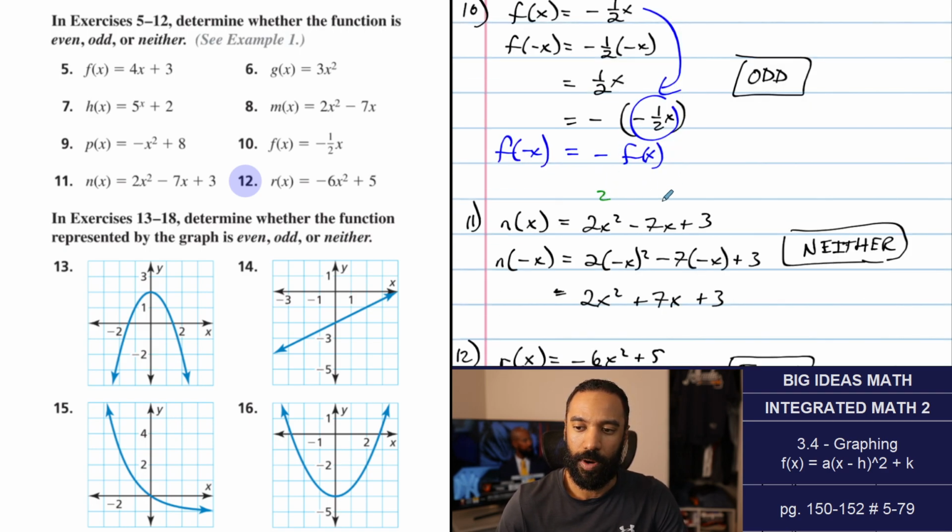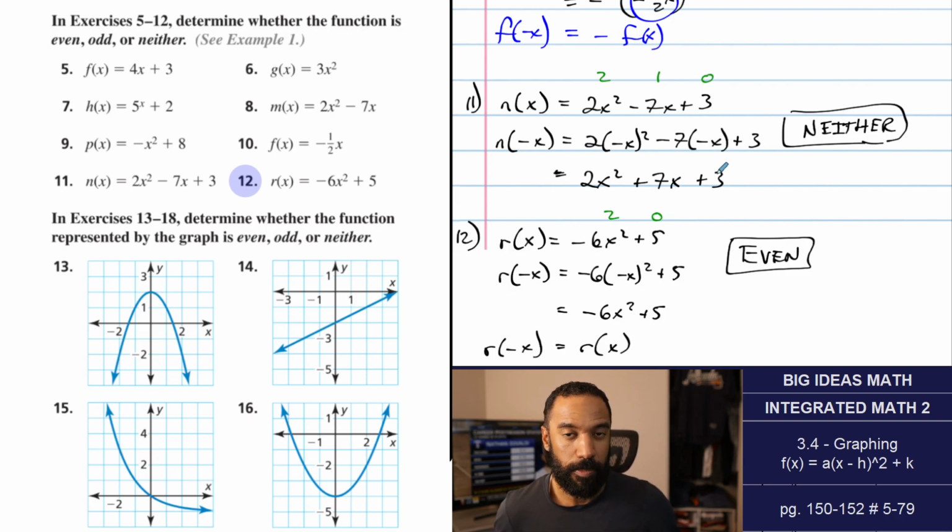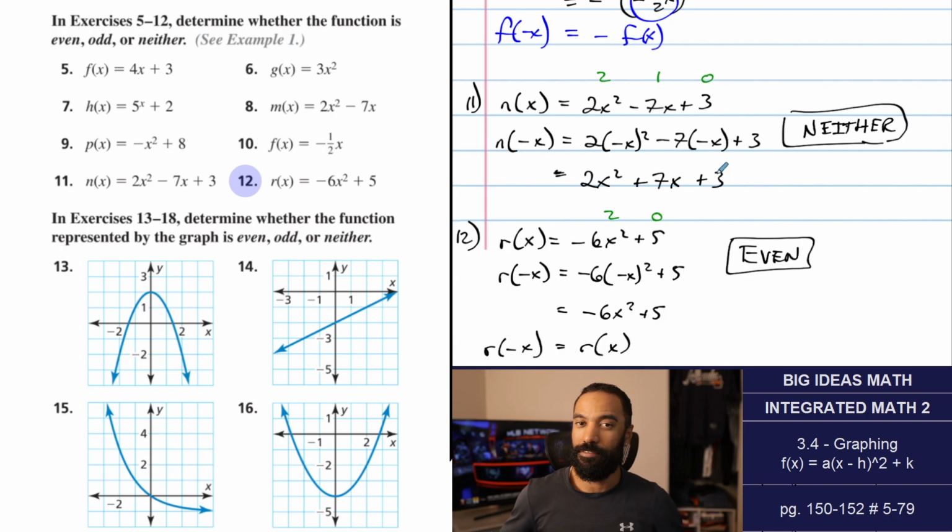Degrees 2, 1, and 0, there's a mix, that'll be neither. And degrees 2 and 0, that'll make it even. Now, why is that the case? Because the degree has to do with the exponent of your variable. Whenever you raise a negative number to an odd power, it stays negative, which means the sign changes. If all of the signs changed, then it's the exact opposite.